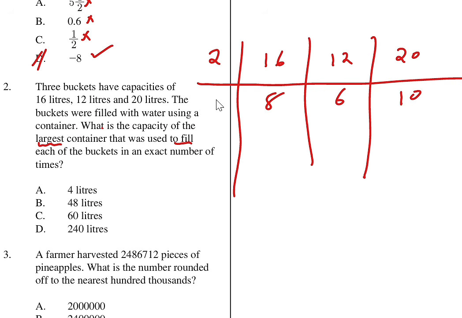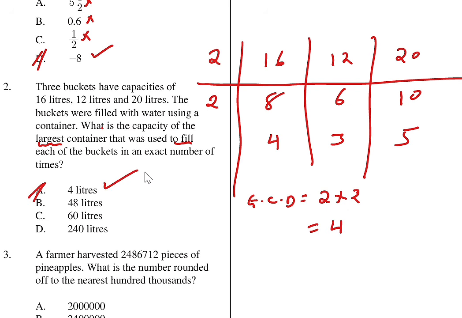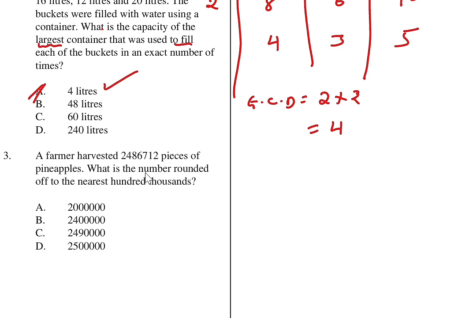And then we can use 2 again. So by 2, here we get 4, 6 divided by 2 is 3, here we have 5. There's no number that can divide 4, 3, and 5, and therefore the GCD is equal to 2 times 2. Therefore, the largest container is 4 liters, and therefore the answer is A. We continue to number 3.